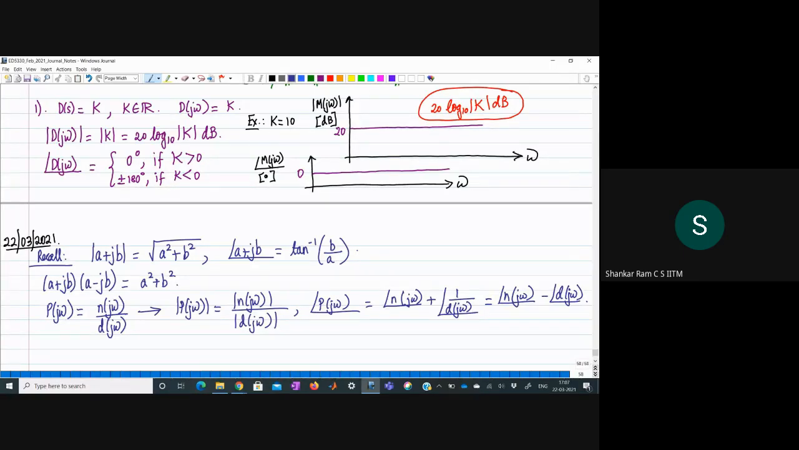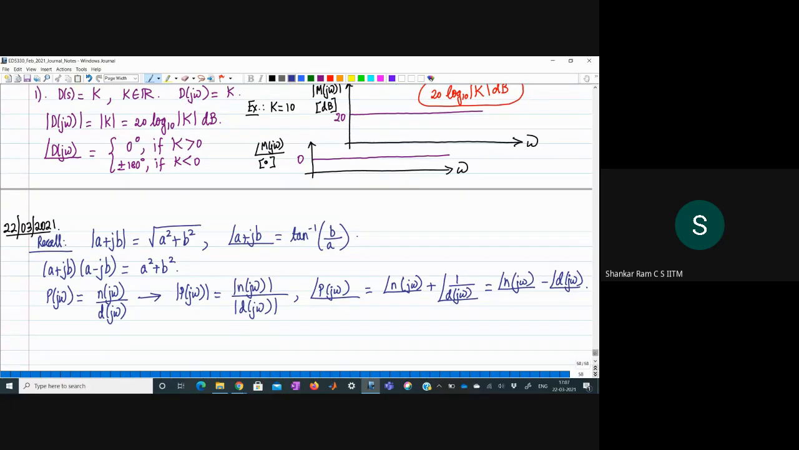So these are some formulae that I just wanted to present before we went ahead with today's discussion. Please remember all these equations. We'll be using them as we go along.